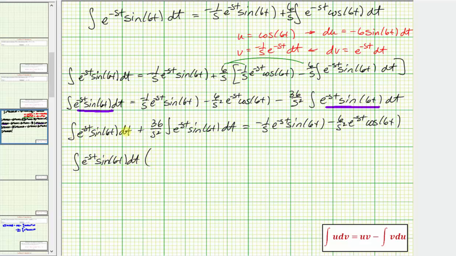We'd be left with a 1 from the first integral, and we'd be left with plus 36 divided by s squared from the second integral. So this product is equal to the right side.